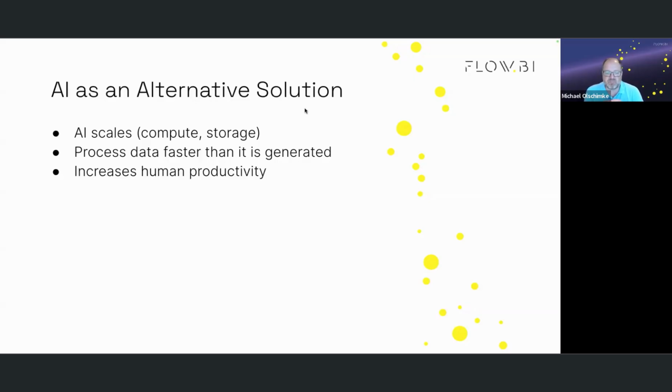And it increases human productivity because think about this, on this globe, there's a number of people and only a small fraction are data scientists. We all think here in the room or in this webinar that our biggest problem is data, right?